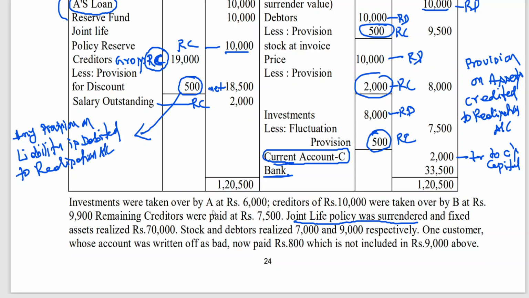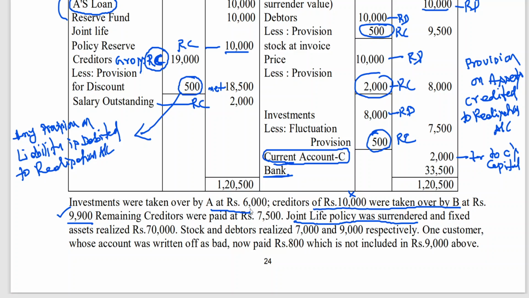Investments were taken over by A at 6,000. Creditors of 10,000 were taken over by B at 9,900. I told you, no need to have this gross amount. Gross amount is not required. Only we need the value of liability paid or liability taken over, and similarly the value of asset taken over. No need to compare, sir. The 7,500 book value of the investment has been taken at 6,000.